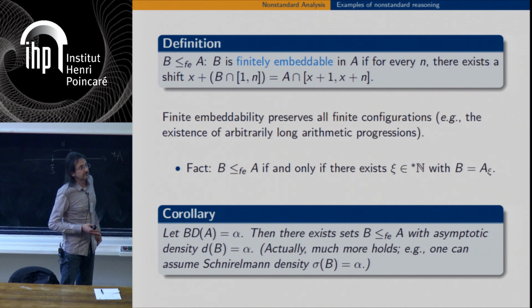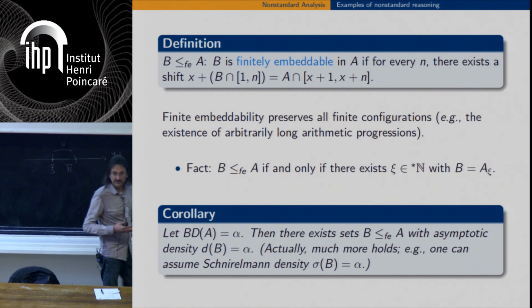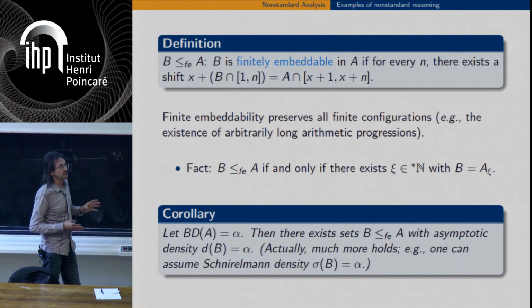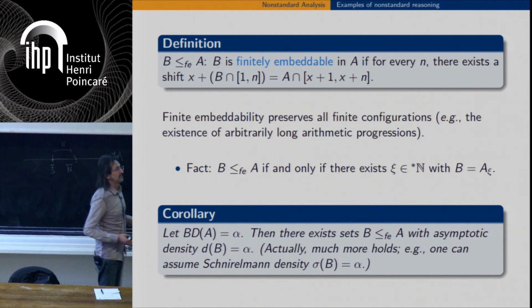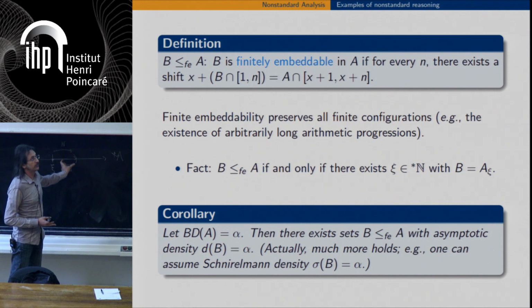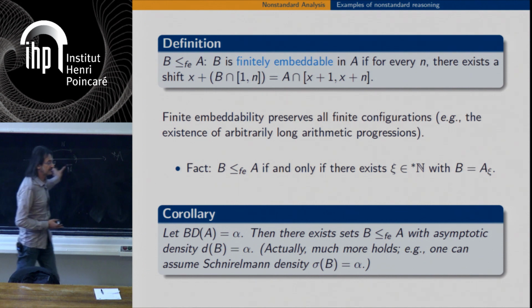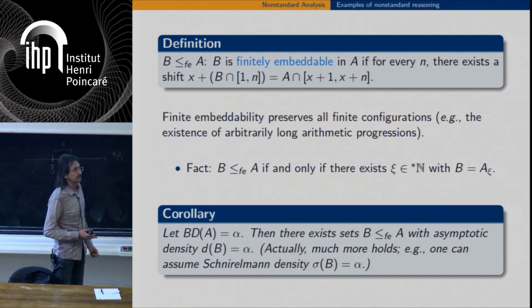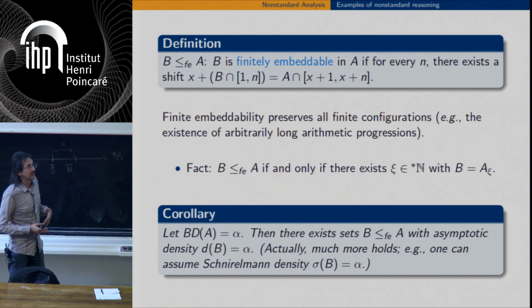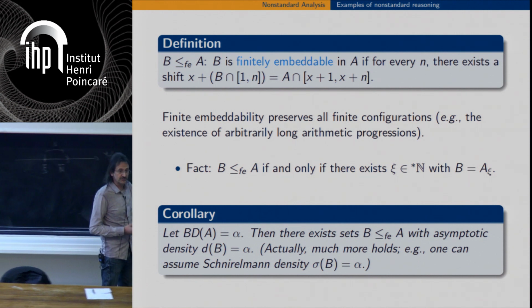Now, by what we proved before, we get this result that is well known. I'm not saying that this is something new, but actually we get much more than this. One gets immediately that if we have a set with Banach density alpha, each of these sets will have the same genuine asymptotic density and will be finitely embedded into the original set A. And actually, one can prove in this direction much more. For instance, one can have sets with a Schnirelmann density alpha that can be finitely embedded into the original set.